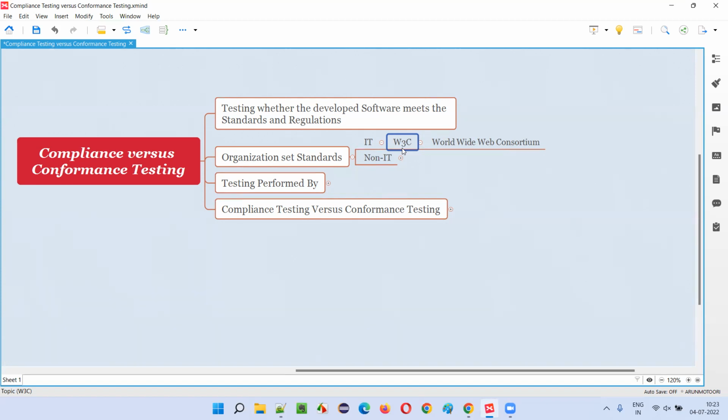In the software testing world, everyone knows Selenium is a test automation tool. Selenium 1 got released, Selenium 2 got released, Selenium 3 got released, and finally Selenium 4 got released. Until Selenium 3, Selenium was not following the W3C standard. But starting from Selenium 4, the main difference between Selenium 3 and Selenium 4 was W3C. Selenium 4 was developed according to the W3C, the World Wide Web Consortium.